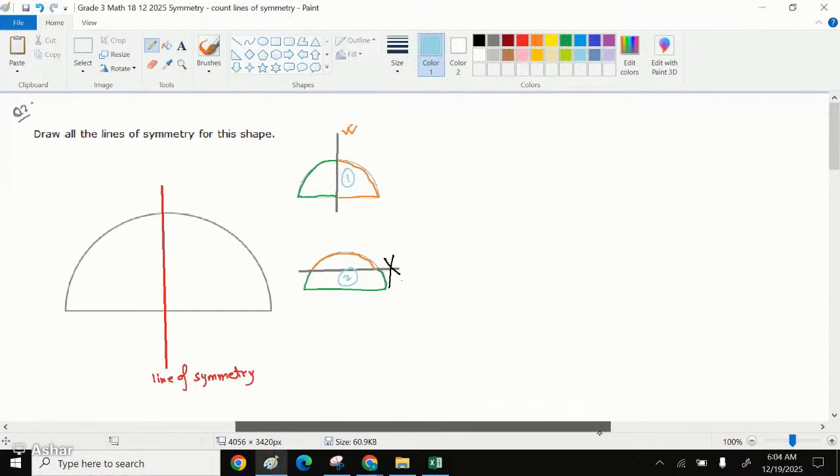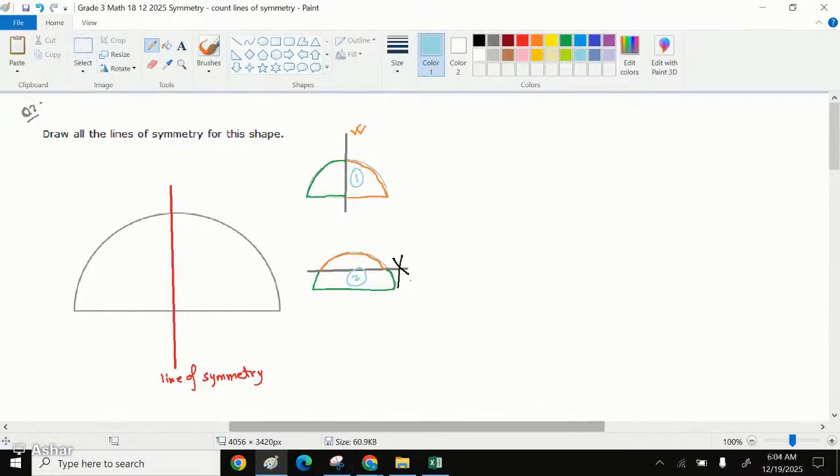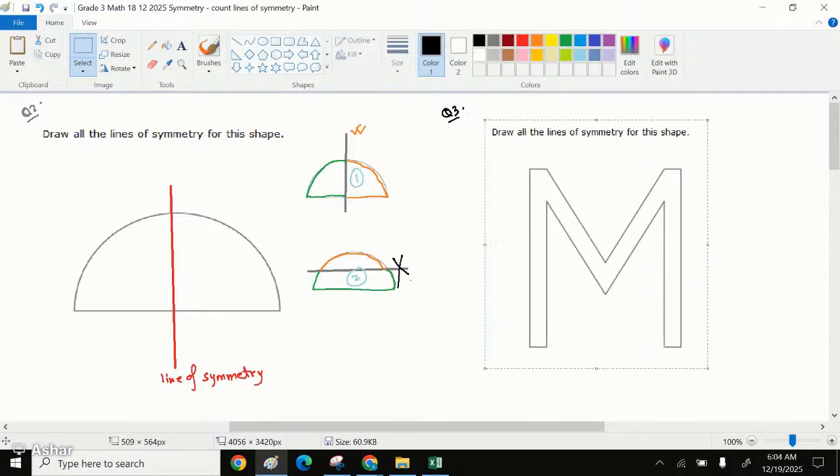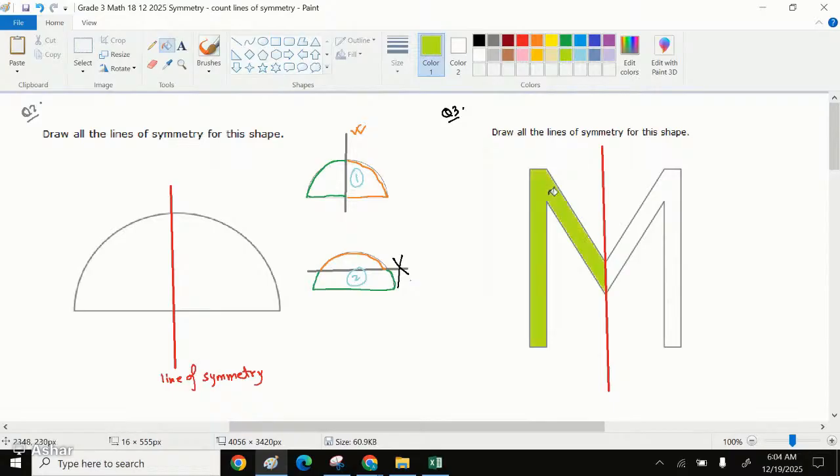In the next question, we have another alphabet, and it would show on your screen as well if you are logged in. It says draw the line of symmetry for the shape, and the shape we have in question number 3 is M. If we draw a line in the center, can we say the shape on the left-hand side is equal to the shape on the right side? This side would be exactly the same as this side, right? So they are mirror images of each other. So we can say that this is the line of symmetry.